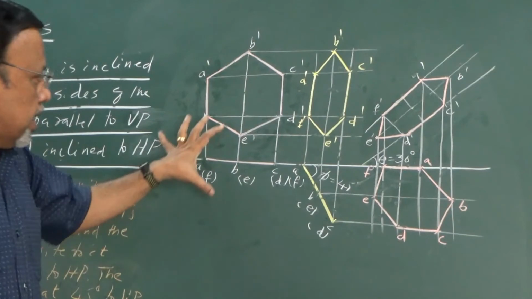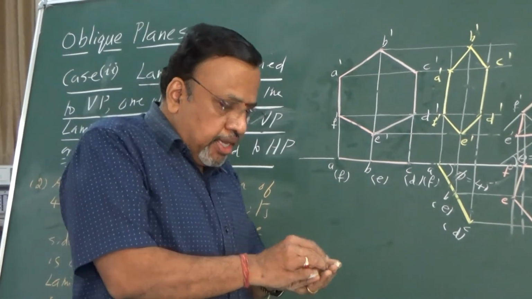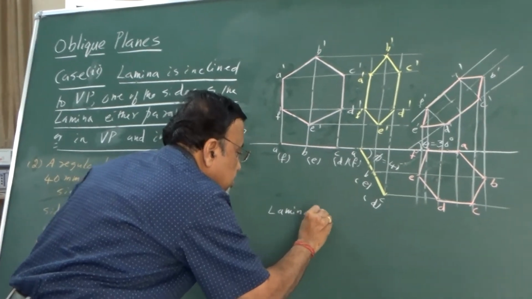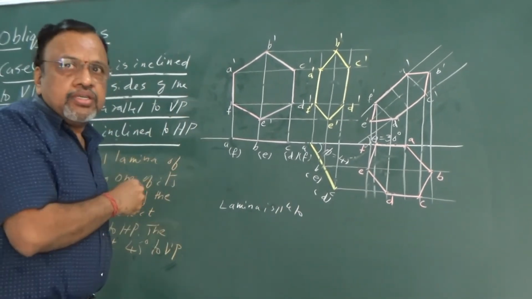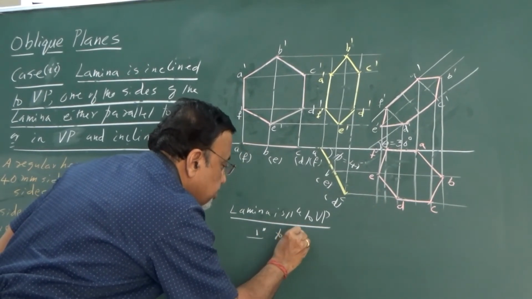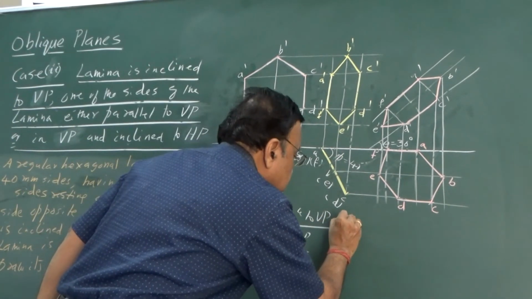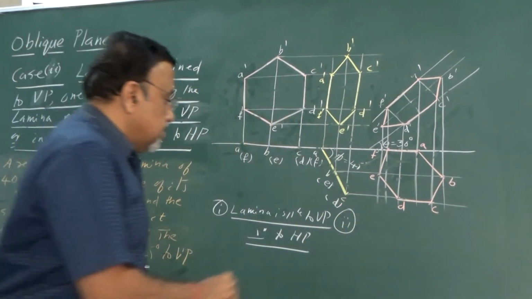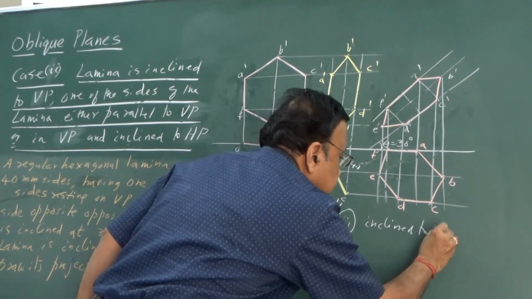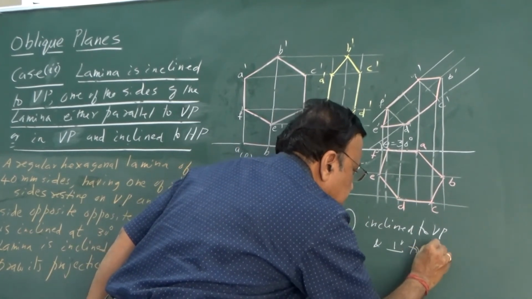Now finally, I am just going to repeat whatever I told you in the previous session also. That is in stage 1. So what is happening in stage 1? I can simply say that the lamina is parallel to VP but perpendicular to HP. This is stage 1. Okay, what about stage 2? In stage 2, the lamina is inclined to VP, and still it is perpendicular to HP. That is stage 2.